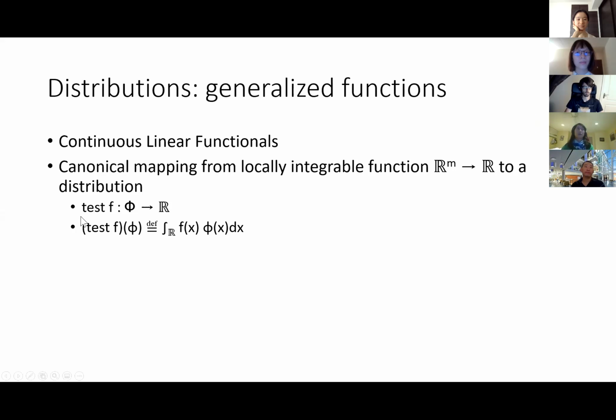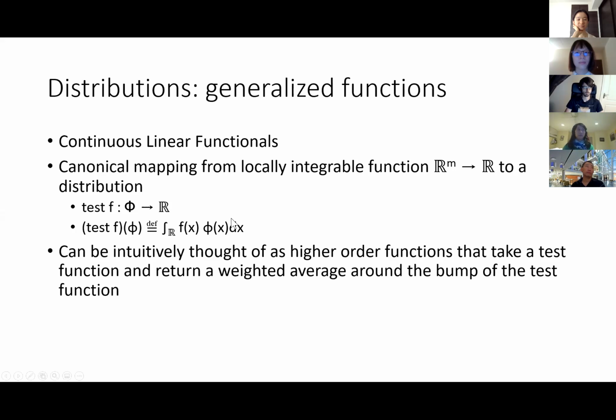using the test map on screen. It has this typing: it takes a test function and it spits back a real number. You can intuitively think about it as taking the points where the test function is non-zero, taking those same points on the underlying function that we've lifted using the test map, and then taking the average of those values.